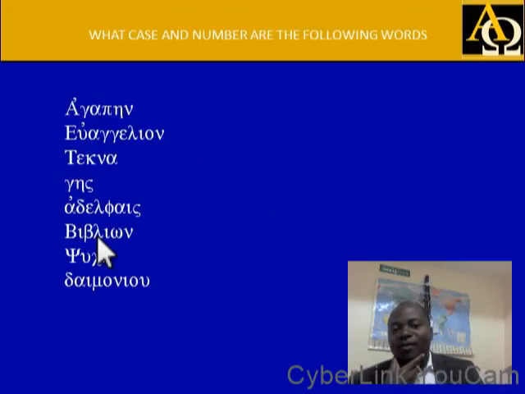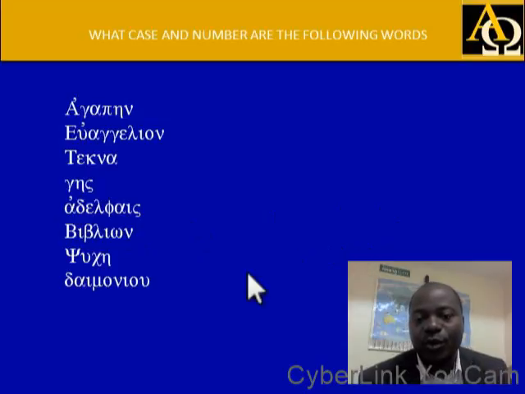So what case and number are the following words? You need to look at your chart and be able to complete this with agape, evangelion, tekna, ges, adelphais, biblion, suke, and daimonio. Okay, you need to be able to do that looking at your chart. That's an exercise for you.